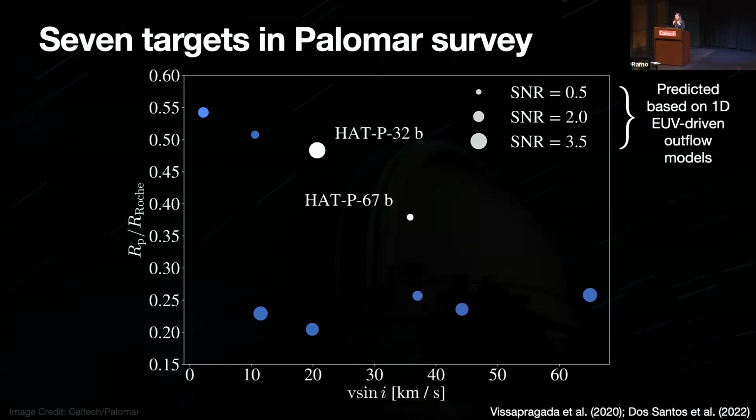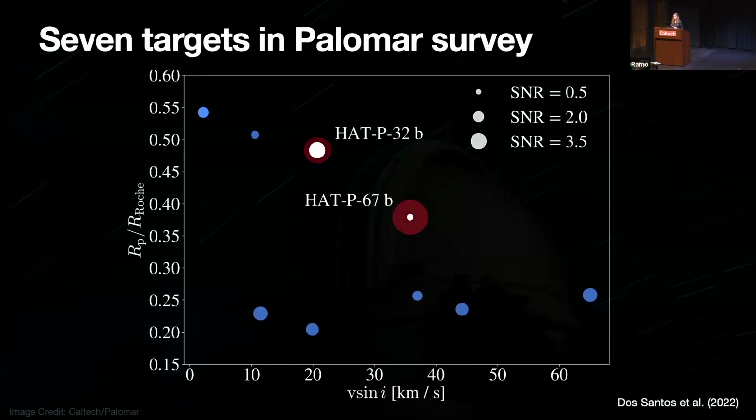Okay, so ultimately, what we want to know is whether or not our outflows are bigger or stronger than the predictions here. And that's because on HAT-P-32b and HAT-P-67b, we're seeing that their measured outflows are much larger than the EUV-driven predictions. Again, we're seeing outflows that are larger than we typically see on EUV-driven photoevaporative planets orbiting cool stars. And so we want to know why these large outflows are occurring.